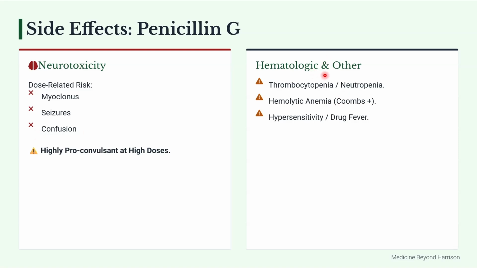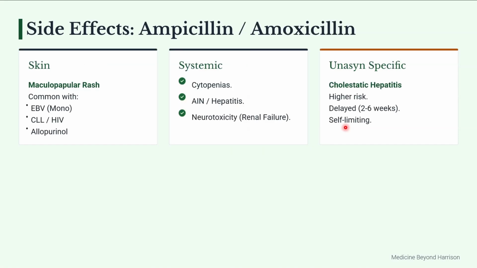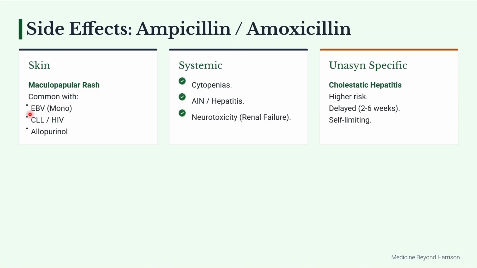Hematological conditions such as thrombocytopenia can occur with prolonged usage. Coombs positive hemolytic anemia can occur. Neutropenia can occur. Hypersensitivity and drug fever can happen. In the skin, it can lead to maculopapular rash, especially with EBV infection, CLL, HIV, and allopurinol usage. Systemically, it can cause cytopenias, acute interstitial nephritis, hepatitis, and neurotoxicity in cases of renal failure.